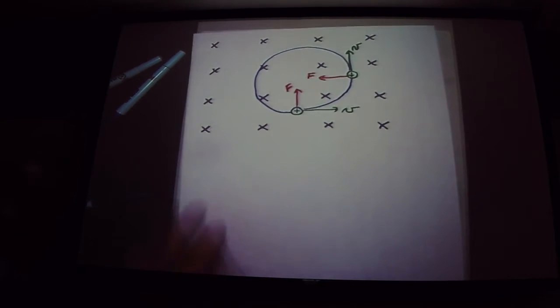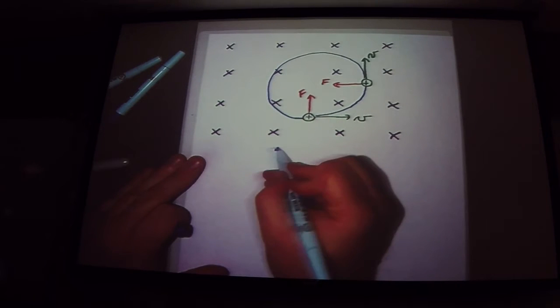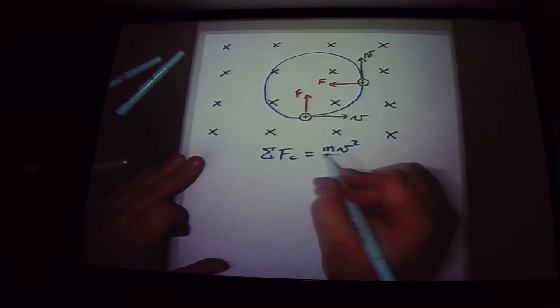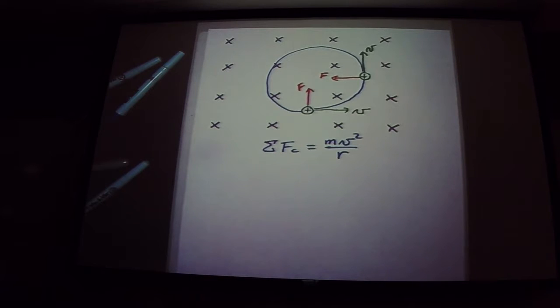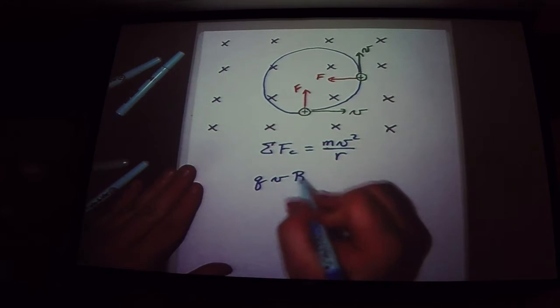Okay, so now what do we have here? Well, we have circular motion. So we start with the sum of the forces toward the center is equal to mv squared over r. Well, what force is that? That's the magnetic force. So that is equal to qVB.